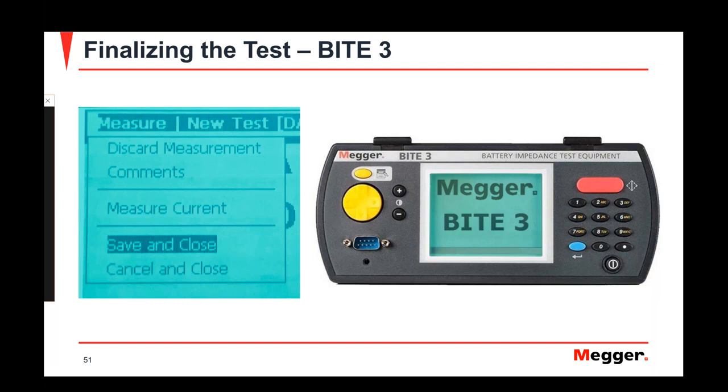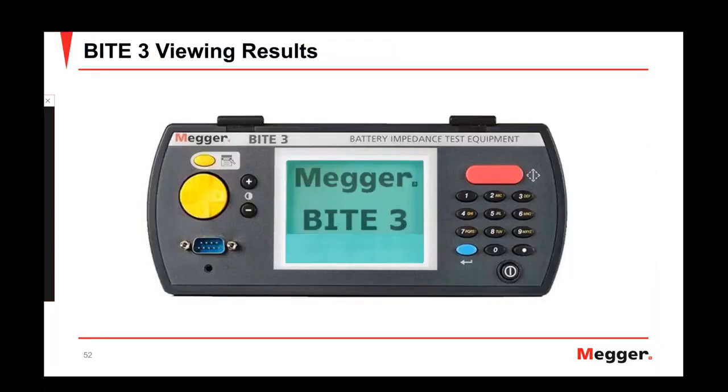To finalize the test with the BITE 3, all you need to do is press the yellow menu button and then highlight Save and Close, as we see here on the menu, and then just press the yellow Enter button to finalize the test. Now, for viewing your results on the BITE 3, you're going to utilize the LCD screen on the transceiver or download your results using PowerDB software.